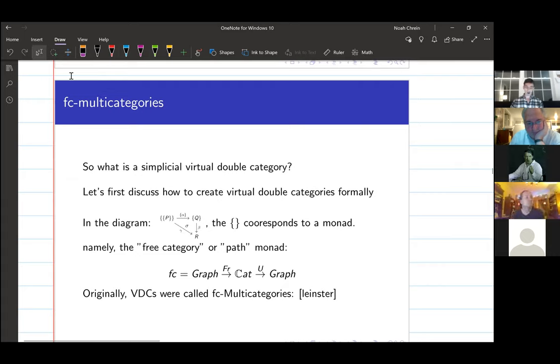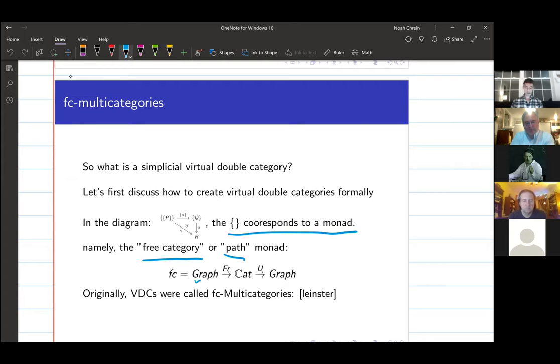So if you look at this simplex here, the brackets that I drew to denote collections of things isn't just some notational nonsense that I made up. It corresponds to a monad, right? Specifically, the free category monad, or the path monad, okay? So what is the free category monad?